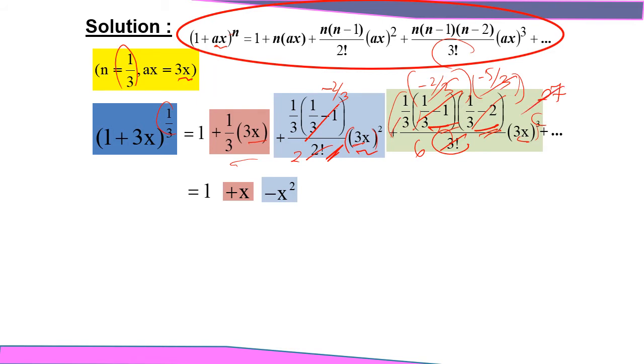So, we have 10 divided by 6. So, what is 10 divided by 6? 5 over 3. So, it will be plus 5 over 3 x to the power of 3 plus dot dot dot. So, you can give the answer in this final form.